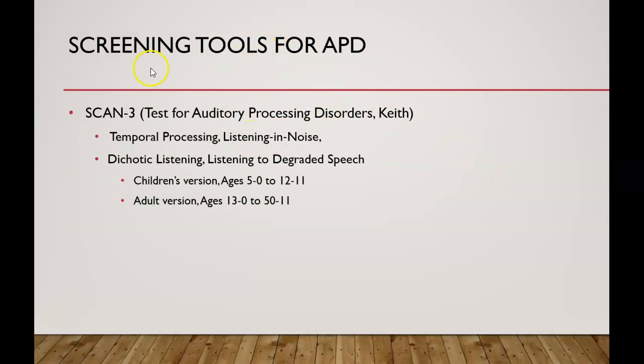There are other screening tools. So the SCAN-3 is a test for auditory processing disorders that does shortened testing. There are two versions, one for kids and one for adults. It's important to remember a lot of people will use the results from the SCAN-3 to diagnose, but the SCAN-3 is just a screening. It's a shortened version of a longer APD test battery.